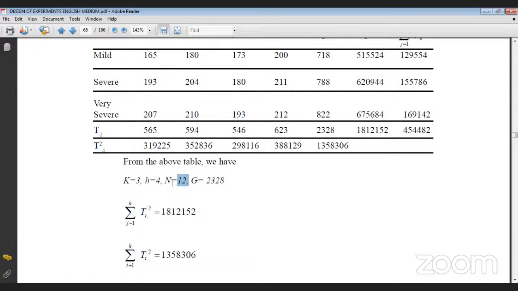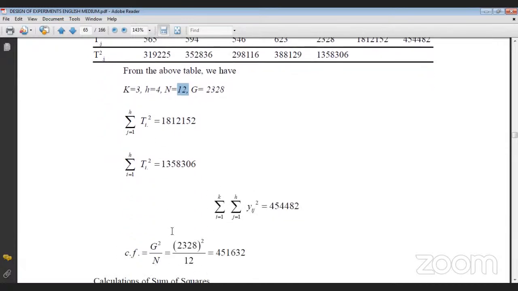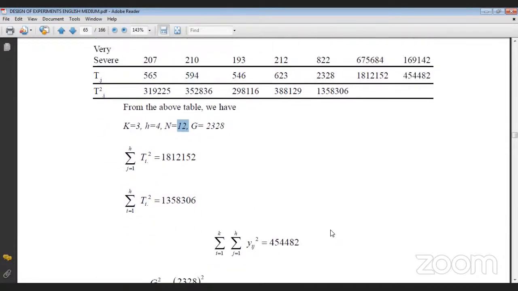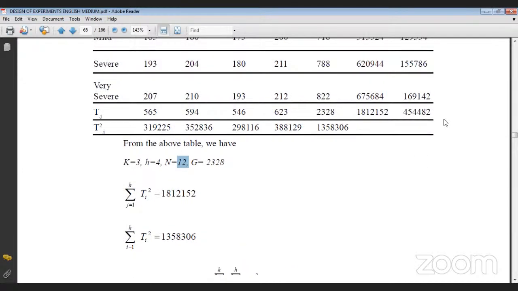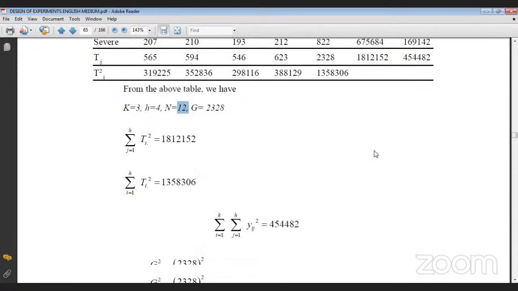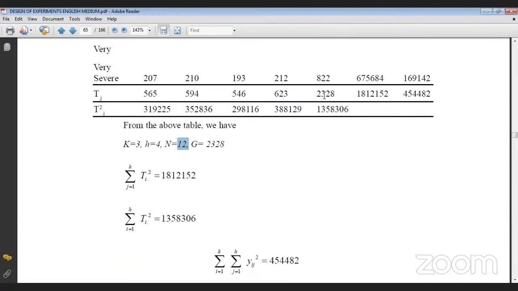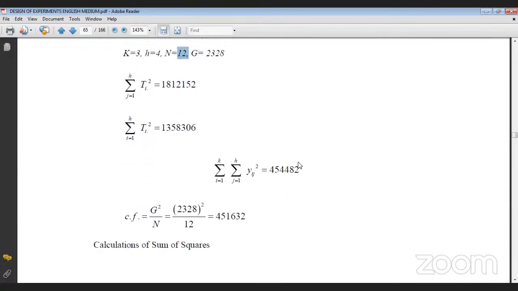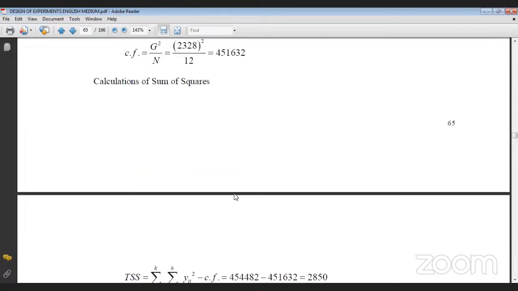12, sir. 1, 2, 3, 4, 5, 6, 7, 8, 9, 10, 11, 12. So 4 into 3 is 12. G is the total value, 2328. So sigma Ti square, what is the value? 1812152, and this is the value 1358306. So Yij square, summation of i equals 1 to k, summation of j equals 1 to k, 454482. G square is 2328, total value, Ti square value 451362.